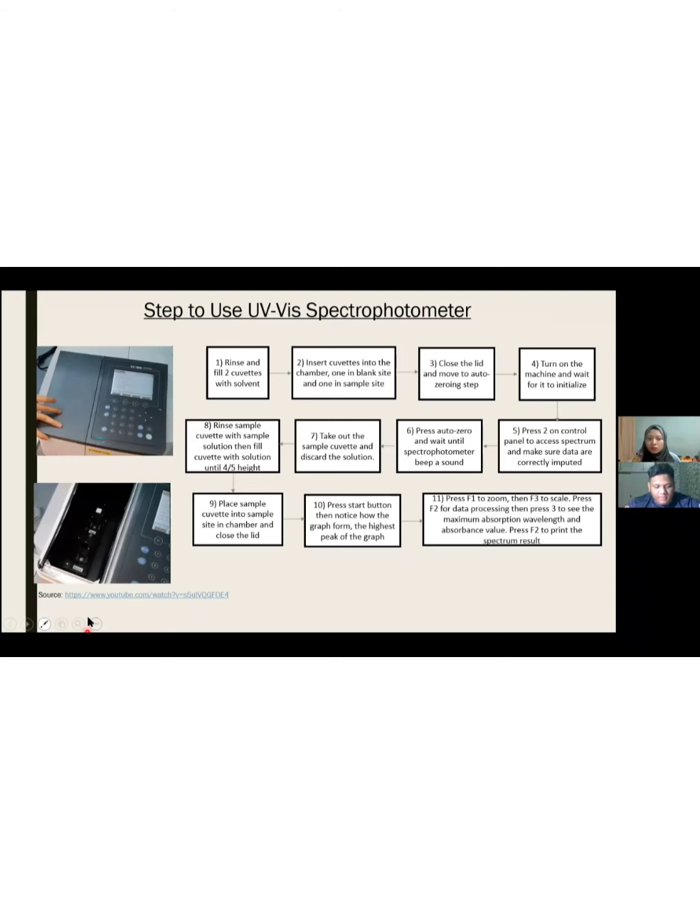then close the lid. Next we need to press the start button, then notice how the graph forms and check the highest peak of the graph, which is the highest absorbance. Press F1 to zoom. On the control panel, we press F1 to zoom and F3 to scale. Then we press F2 for data processing and press button 3 to see the maximum absorption wavelength and absorbance value. After that, we need to press F2 to print the spectrum result.